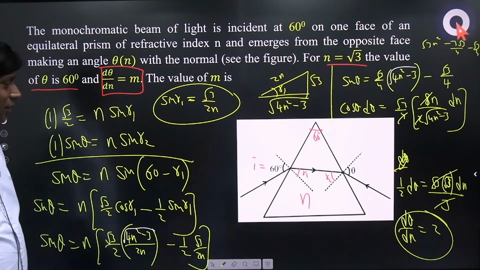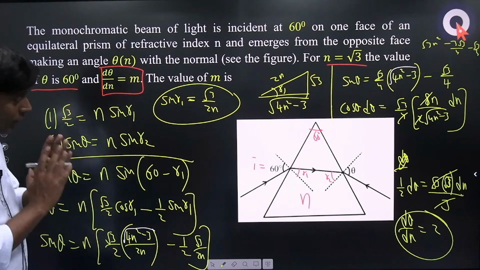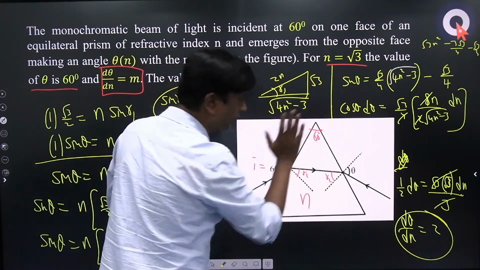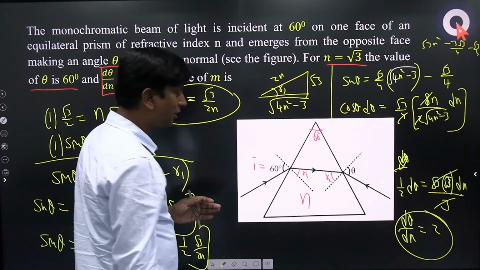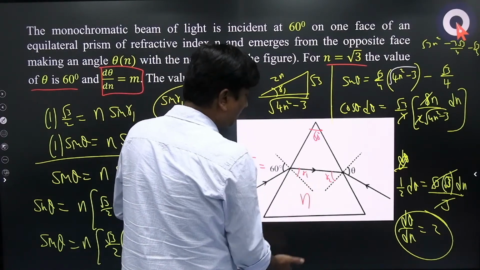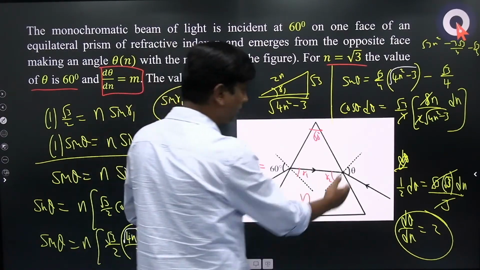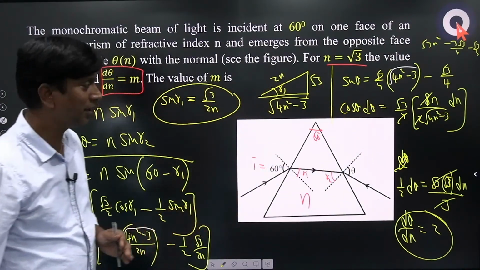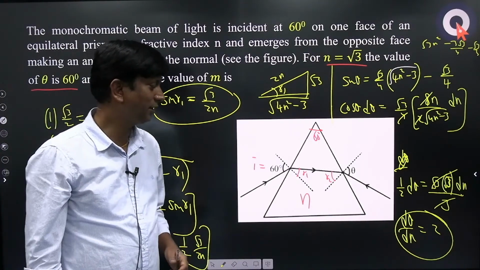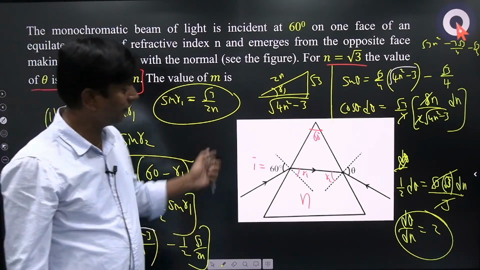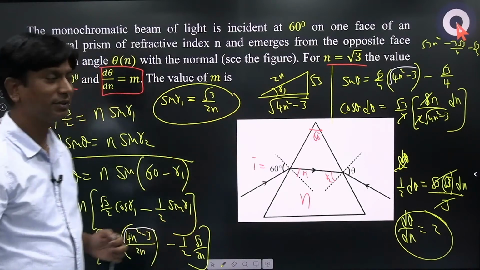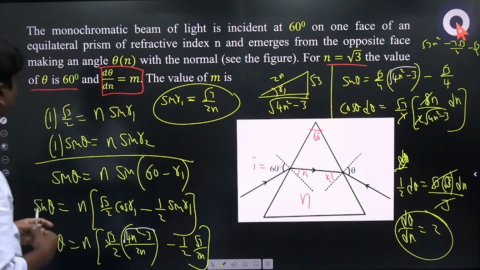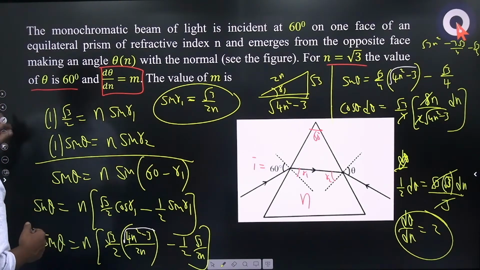Okay, now I hope it is clear. Overall, what they are asking is clearly how theta is a function of n. n is changing, theta also will change. At a particular instant, when one condition is given, like when n is root 3, theta is 60, at that instant, what is the variation of theta with n, right? Variation of theta with n at the instant when n is root 3 and theta is 60. So d theta by dn is 2. Okay, done. So we'll have the next question.